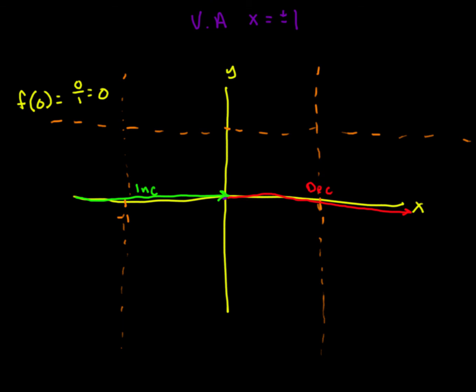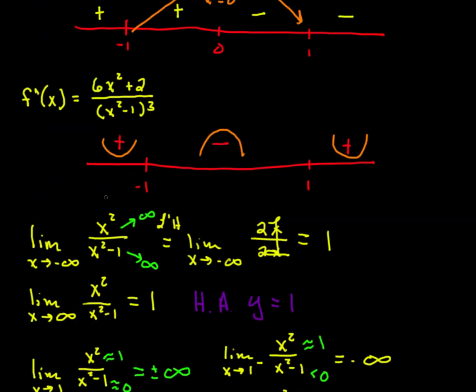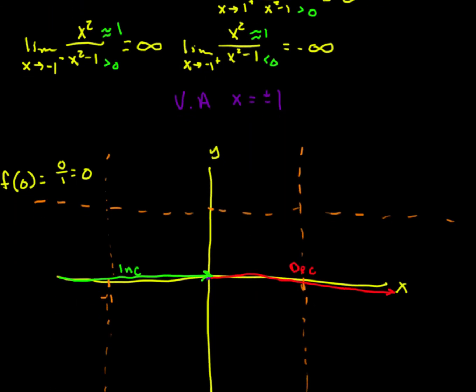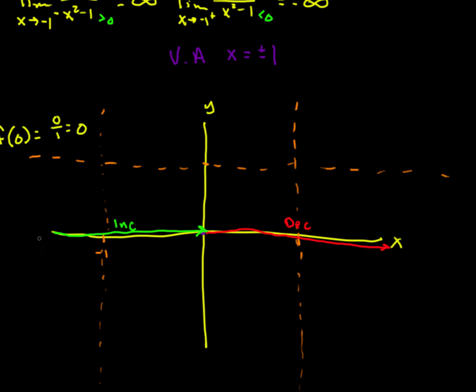I also know about concavity. I know that it's concave up when I go from negative infinity to negative 1, and it's concave up from 1 on. So it's concave up in this region. So we're going to say concave up. And it's concave up over here as well. Concave up. But it is concave down throughout here. Concave down. And that's enough. I can put this all together into my graph. And so it's concave up and increasing.